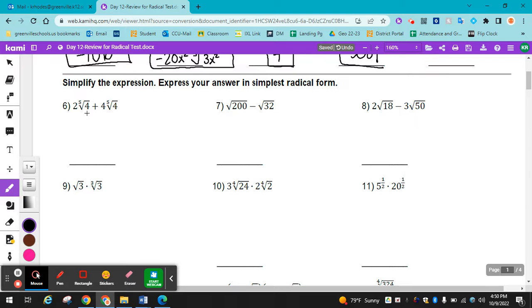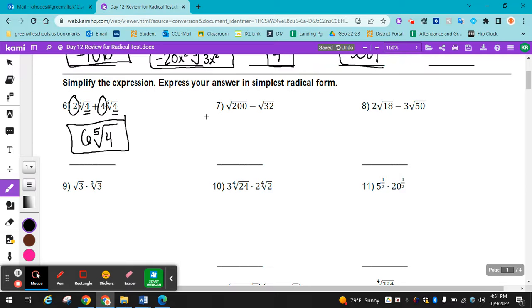When you're adding like radicals, you have to have the same index, so they're both the 5th root, and the same radicand, so the bottom number is the same. When that's the case, you just add their coefficients. 2 and 4 is 6, and you leave the radicand alone. Don't add the radicand. That's it.